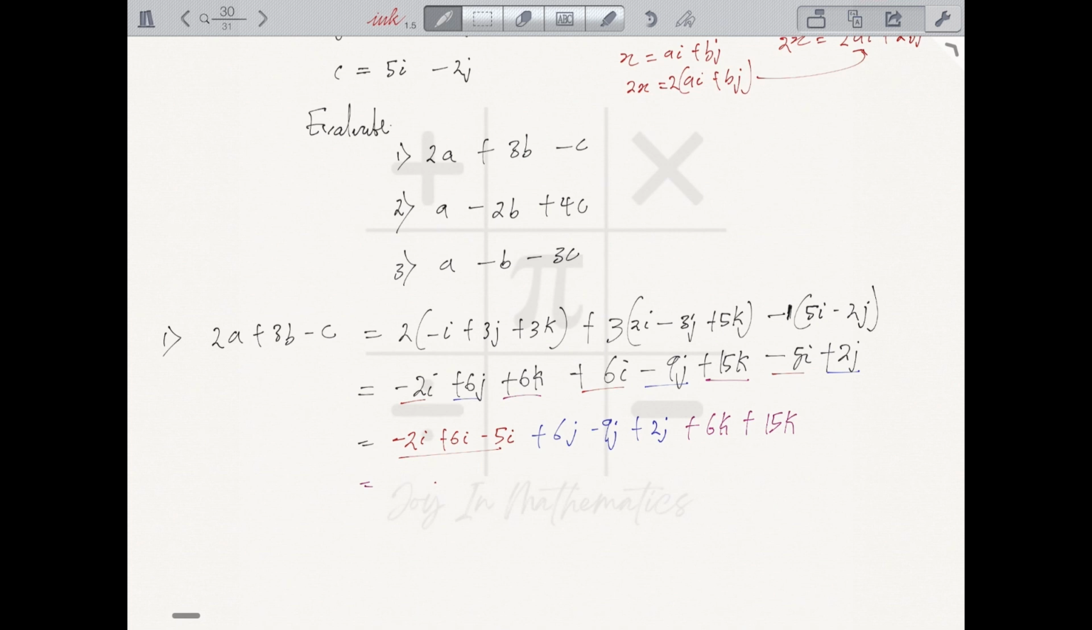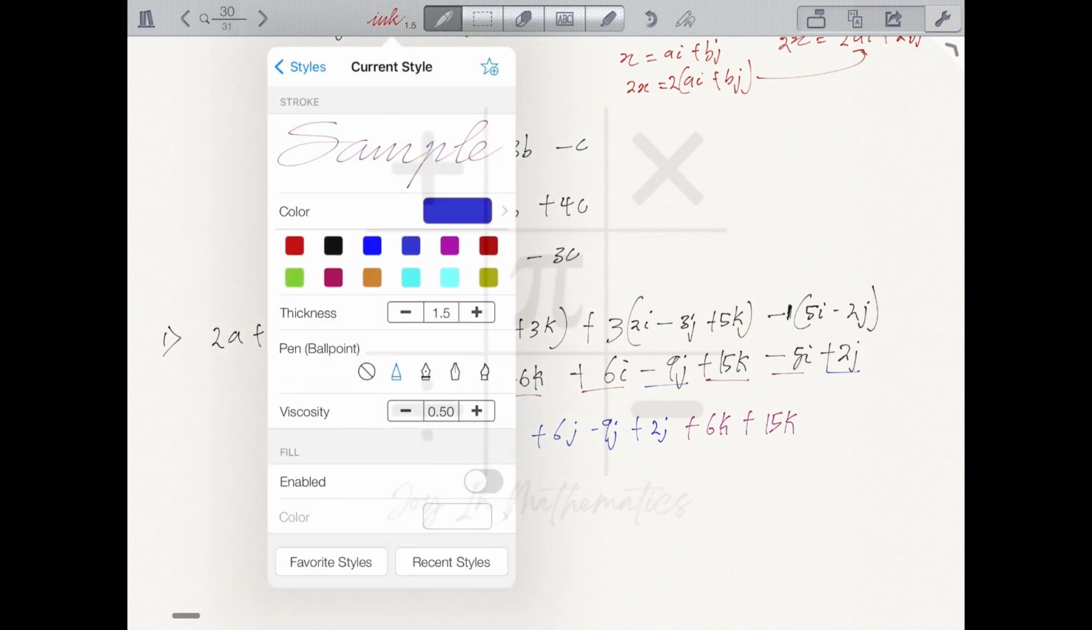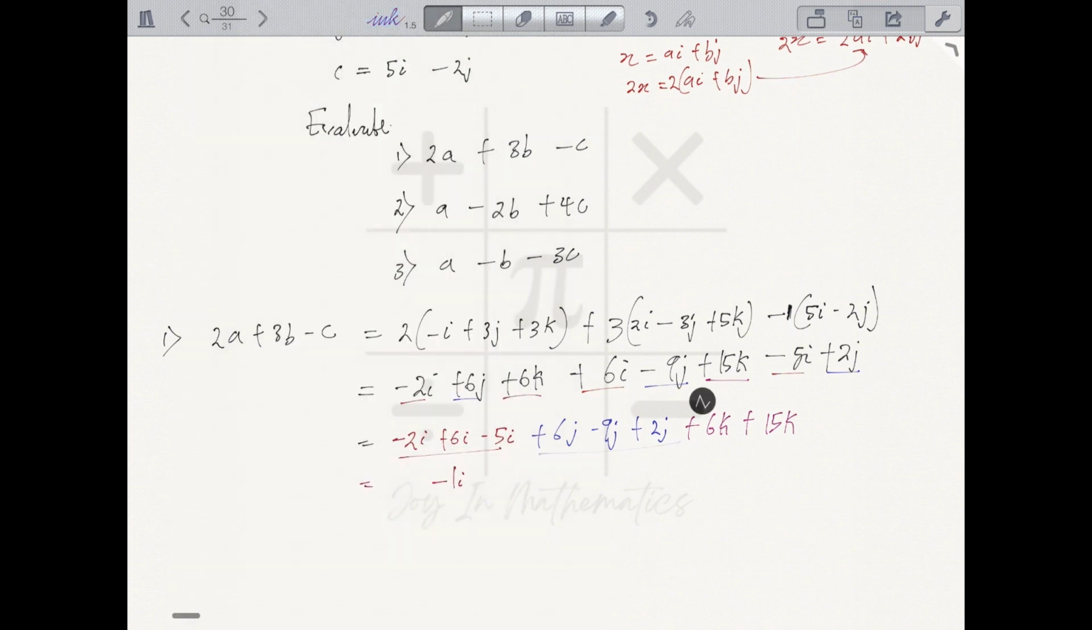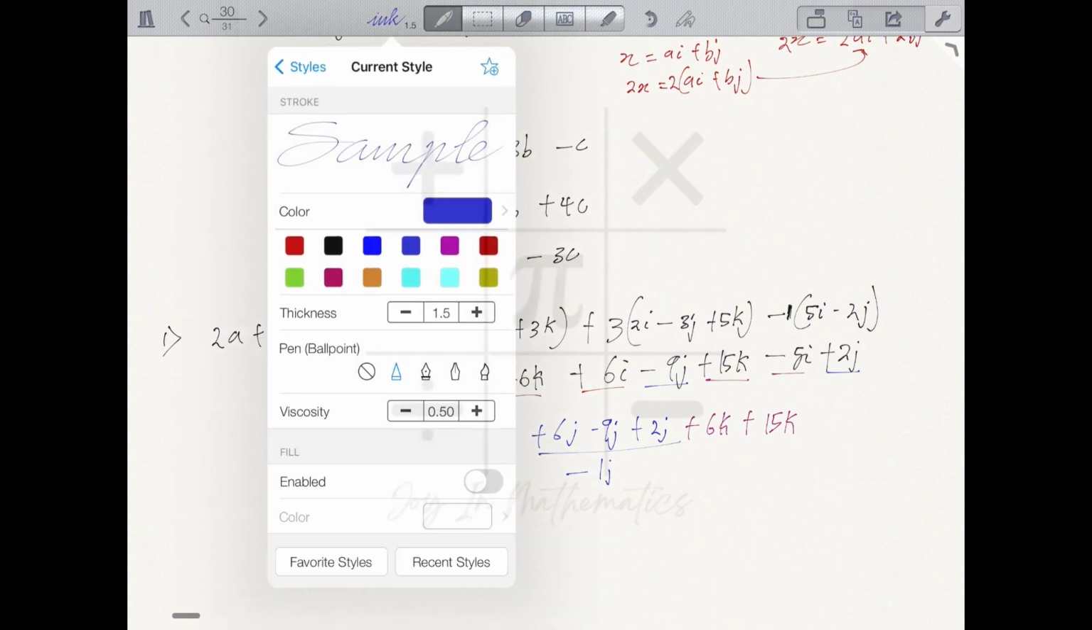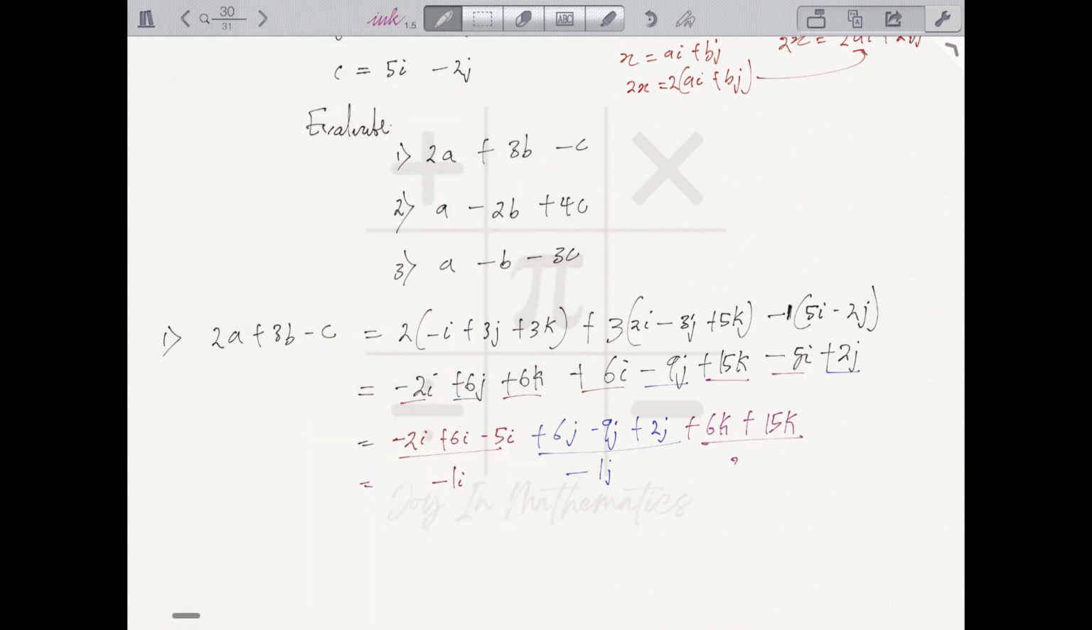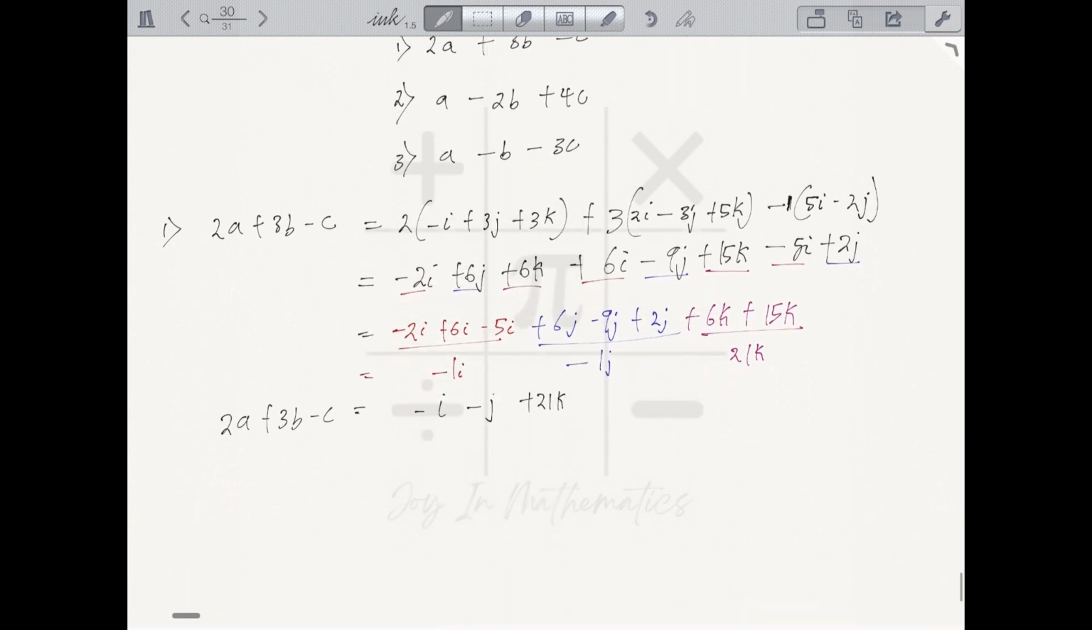If we resolve this, we'll have minus 1i. Let's resolve 6 minus 9 plus 2 in j, and this also will give us minus 1j. And finally, we have 6 plus 15 in the k component, and that will give us 21k. So we can conclude that 2A plus 3B minus C is equal to minus i minus j plus 21k, which I believe we got correctly.